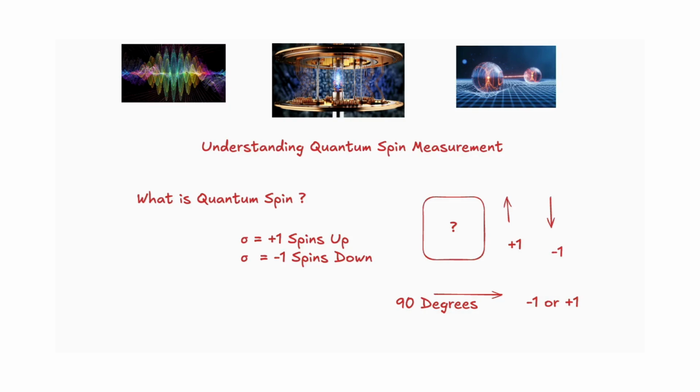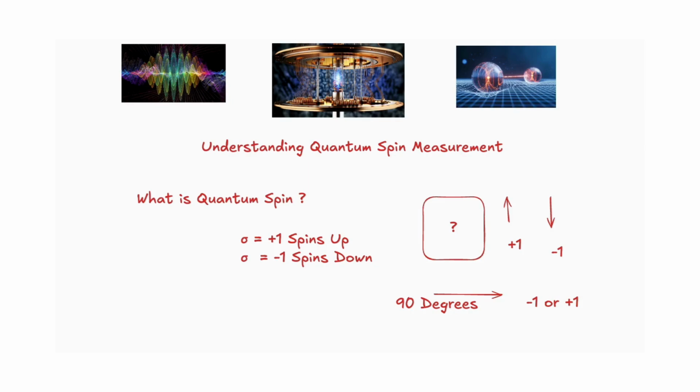Understanding the results. Let's repeat this 90-degree experiment many times. Start with apparatus along z-axis. Prepare sigma equals +1. Rotate apparatus 90 degrees to x-axis. Measure sigma. The individual results are random: +1, -1, +1, +1, -1, -1, +1. But here's the fascinating part. When we average all these results, we get exactly 0. Half the measurements give +1, half give -1, so the average is 0.